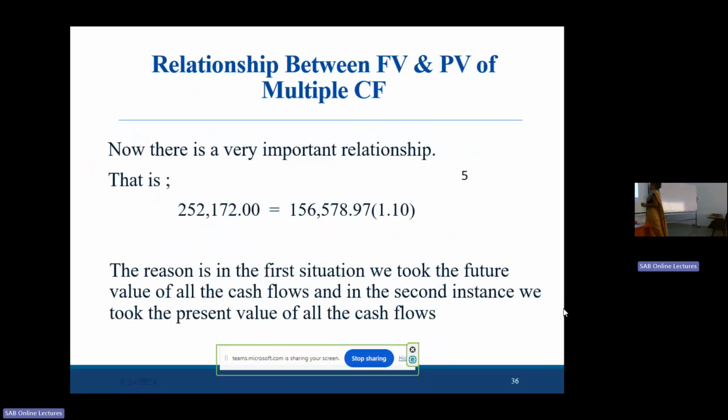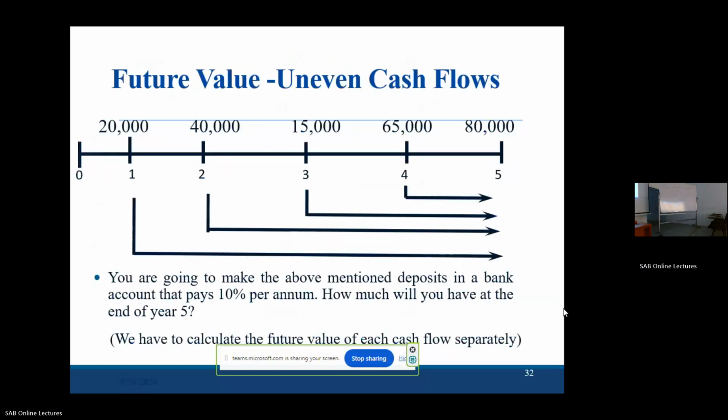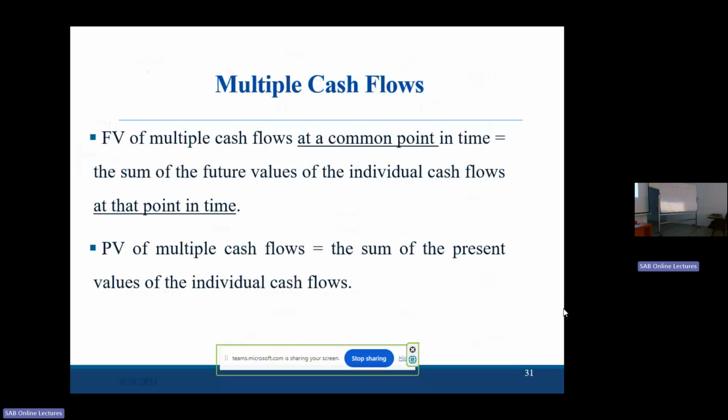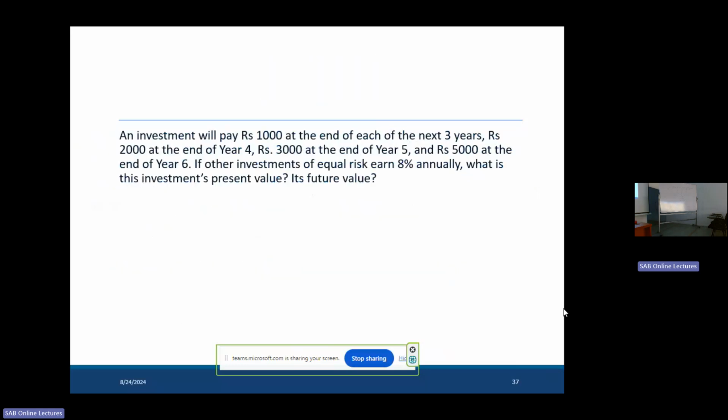So this is the way of calculating present value and future value for multiple uneven cash flows. In the case of multiple uneven cash flows, at a common point in time you have to calculate the sum of the future values of the individual cash flows at that point. So you have to consider individual cash flows, and either compound or discount to get the required value. I think that is easy, right? Because now you have learned the concept. Okay, any question? Right. So now we are going to the next type of cash flow.